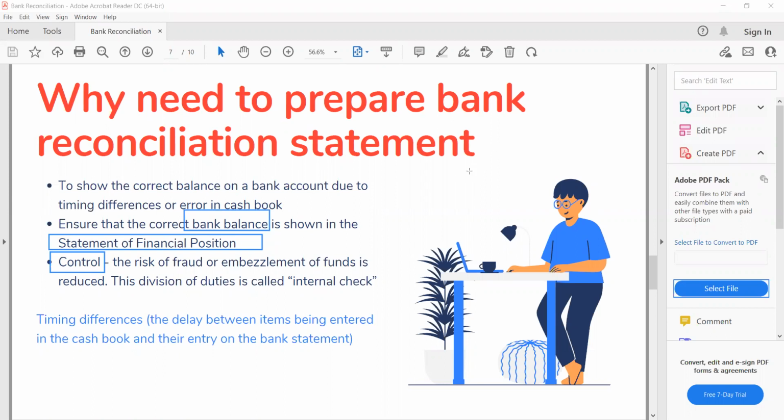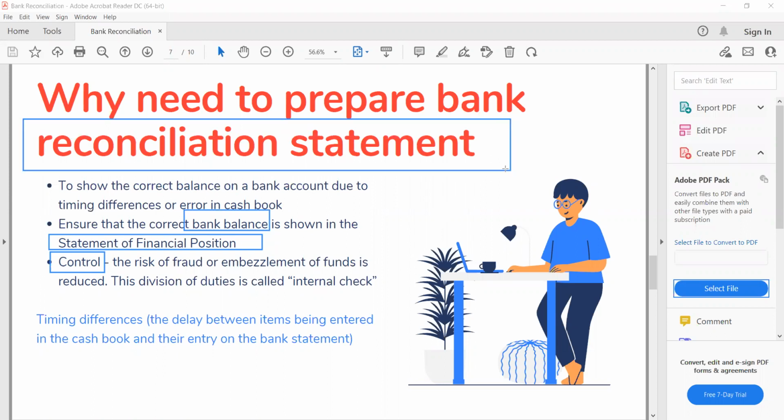Control the risk of fraud. Why can the bank reconciliation statement help to do the control? Because the person who helps you to issue a check, could be someone you hire, may use your signature and issue out a check without your knowing. So the bank reconciliation statement will help you to double check any fund that was misused by the staff. This is more of an internal check on your own staff's book.